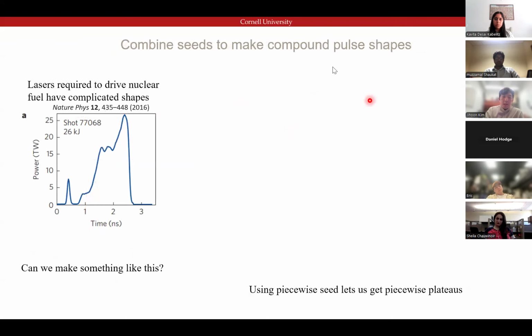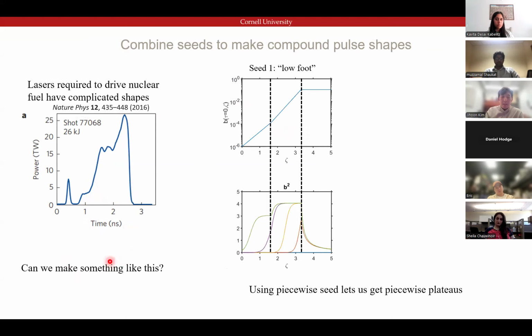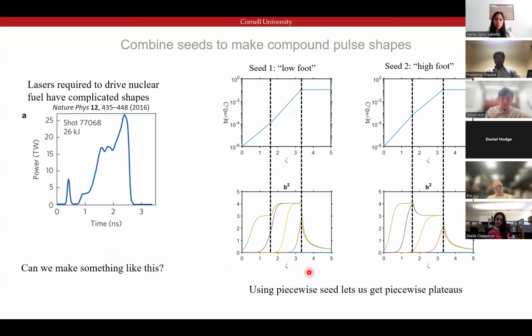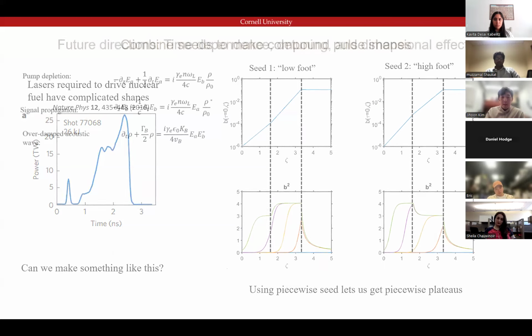And then I briefly mentioned that lasers required to drive these nuclear fuel have complicated shapes. So can I make something like this? I can use a piecewise seed and it will grow to different levels of plateaus. You can use a low foot or a high foot. So indeed, using a piecewise seed lets us get piecewise plateaus. So it seems like by specifying a particular seed shape, we should be able to convert the seed into a particular final shape with a given desired intensity and duration profile.